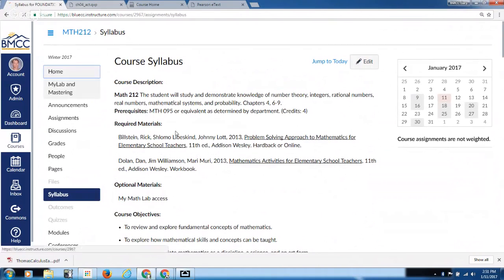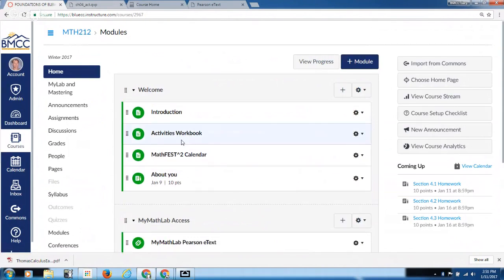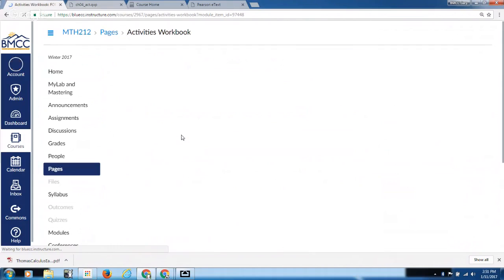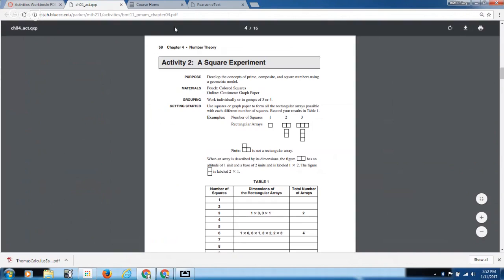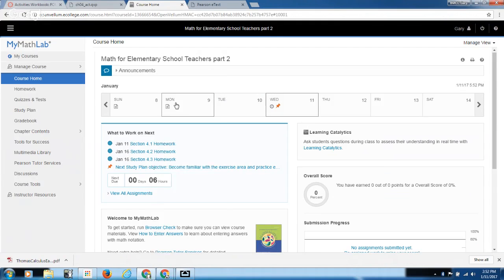In the course home, activities, you have the workbook, you're golden. If not, I have a link to the Chapter 4 workbook here. It takes you to this page. We'll take a look at that in a minute. The main link to MyMathLab takes you to this opening page. There's some homework due soon.